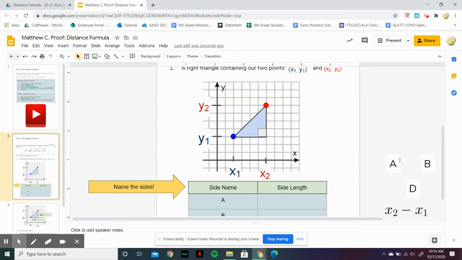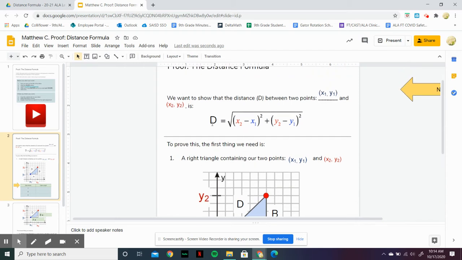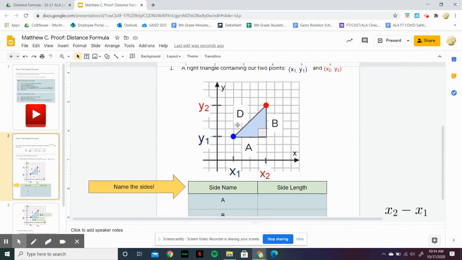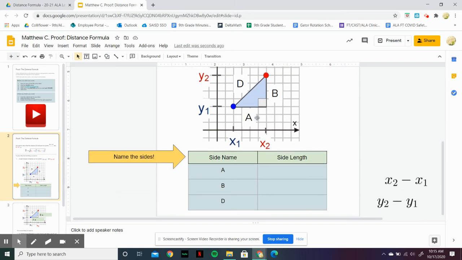So I'm going to call this bottom leg side A, and I'm going to call this leg on the side B. And the side of the triangle that is between my two points, of course, is d, because d is the distance between the two points, and that is what we are looking for. So the hypotenuse of this right triangle, which is the long side, is d.